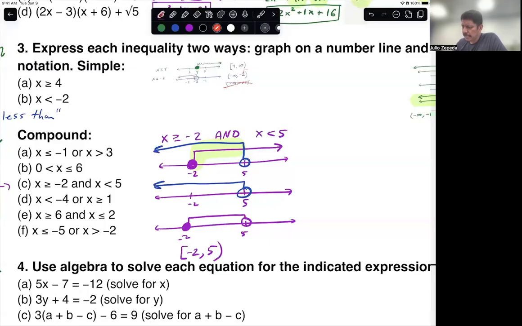And just for an example here, -3 is to the left of -2. Would that satisfy the inequality? We would check, is -3 less than +5? Yes. But is -3 greater than or equal to -2? No. So if it didn't satisfy the first of the inequalities, then it definitely doesn't satisfy both. Therefore, -3 is not part of the solution set. And that's why -3 is outside of our interval notation.